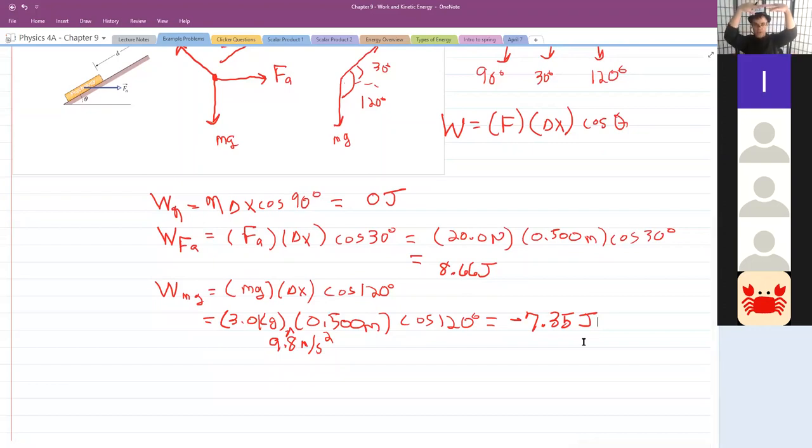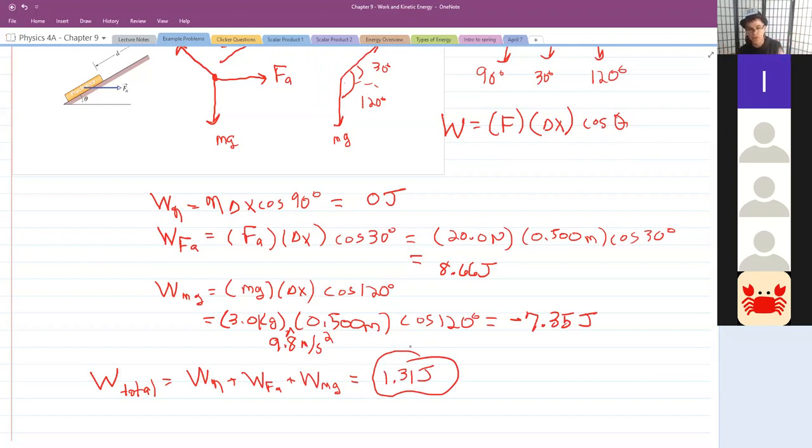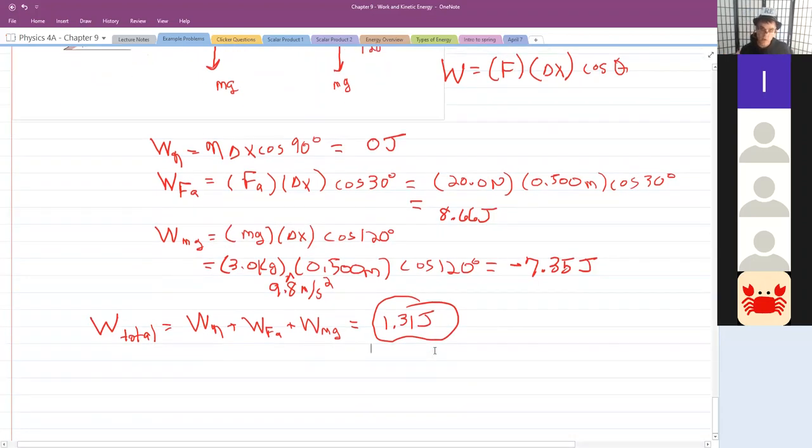Anytime the elevation increases, gravity's doing negative work. Anytime the elevation decreases, gravity's doing positive work. So my total work done by all external forces equals the work done by the normal force plus the work done by force FA plus the work done by mg, the gravity. If I add all these up, I get 1.31 joules. That's the total work done by all external forces, which means the energy of this system changes by 1.3 joules. What we want is the final speed.